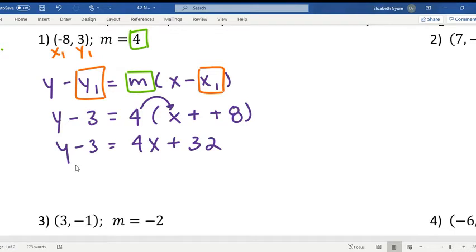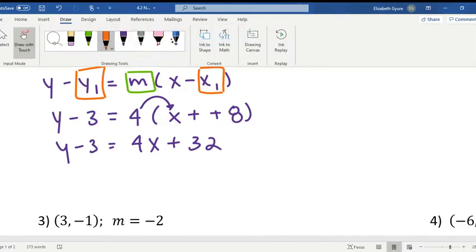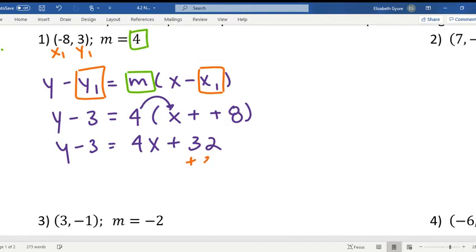Well, think about our 2-column method, right? Wouldn't our 3 need to move over to the other side? And when it moves, it should switch from a negative to a what? A positive. So technically what we want to do here is we just want to add our 3 over to the other side. We're basically moving it over.